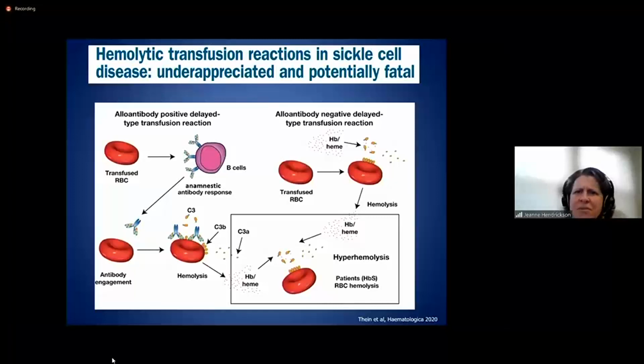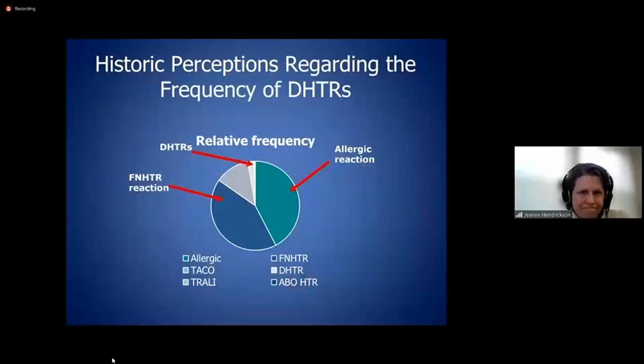And these DHTRs with bystander hemolysis in people with sickle cell disease in particular are underappreciated, again, and potentially fatal. Many are antibody positive, meaning an anamnestic response occurs, complement is fixed, red cells are hemolyzed. However, about a third of DHTRs with bystander hemolysis have no new detectable antibody present. That being said, many of these patients have historic antibodies. We think these reactions are at least in part free heme and complement mediated, but we don't really understand them.